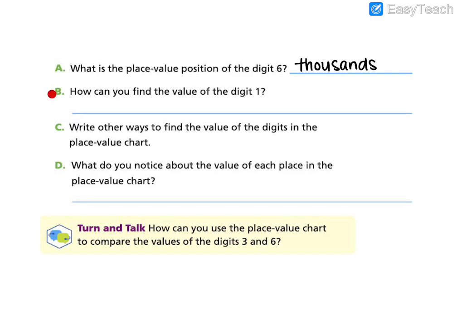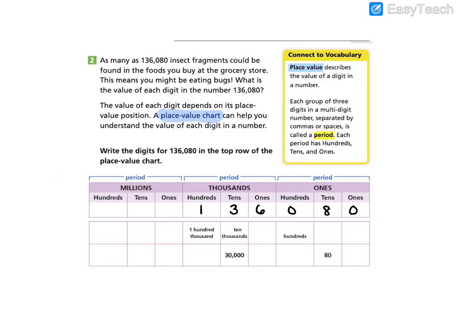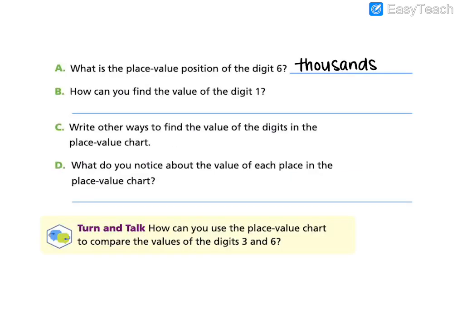How can you find the value of the digit 1? So we need to look at here and find our digit 1. The digit 1 is here. We can use our place value chart to find that that digit is in the hundred thousands place. So the value of that digit would be 100,000.